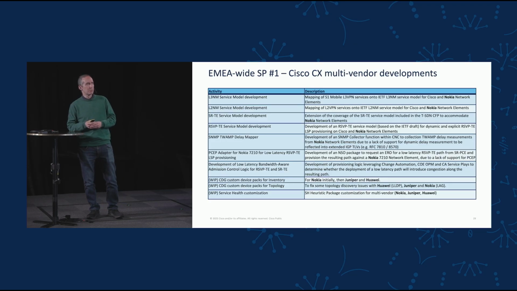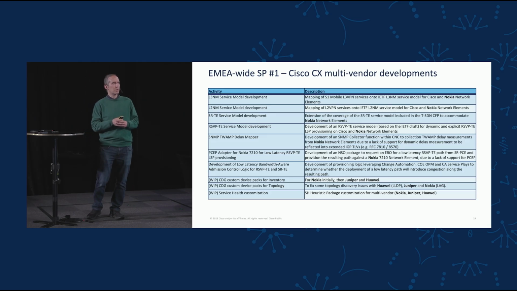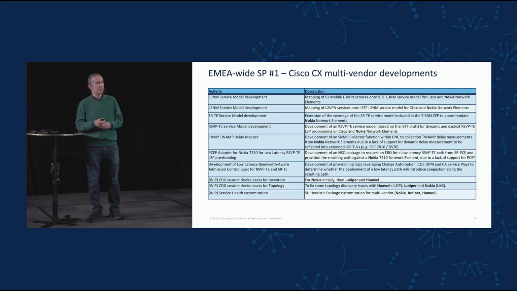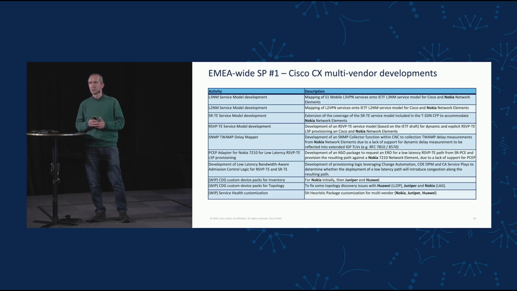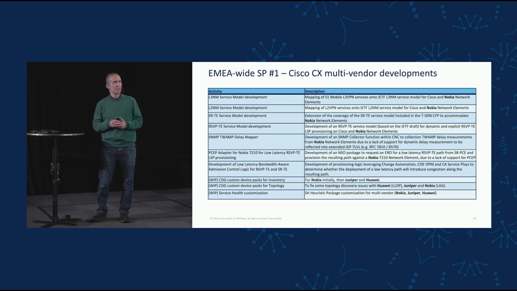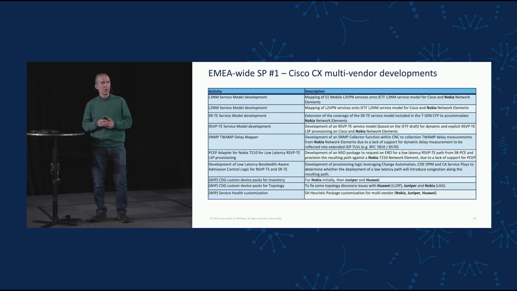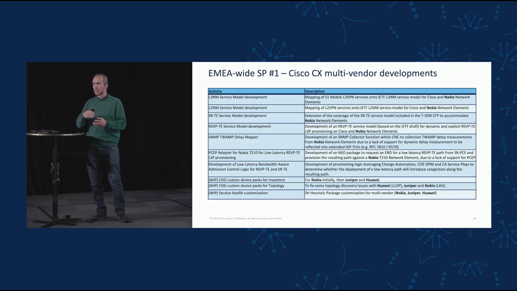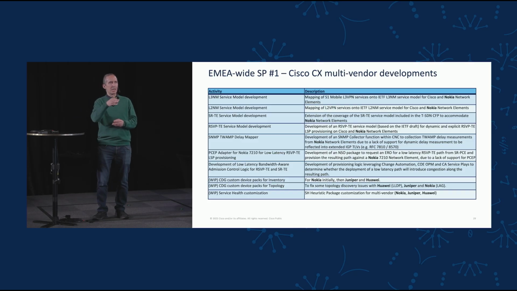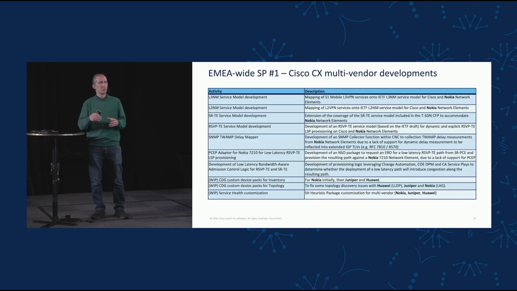We also developed a use case for what's called low latency bandwidth aware admission control, where we use some capabilities within CNC, like change automation, service plays, and the COE and OPM modules, to create and find these low congestion paths end to end and be able to provision this nicely on the network.